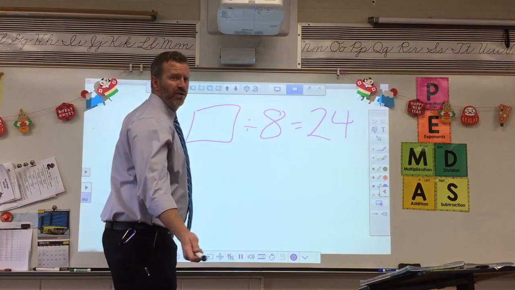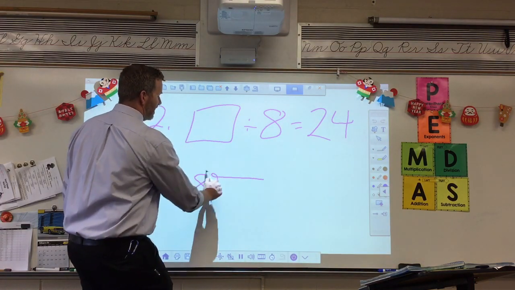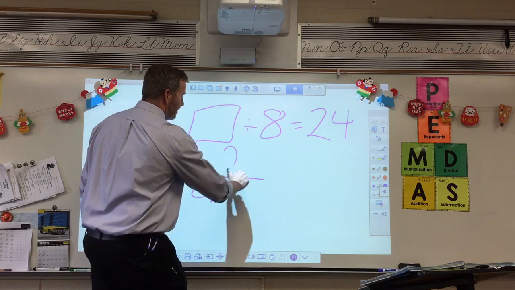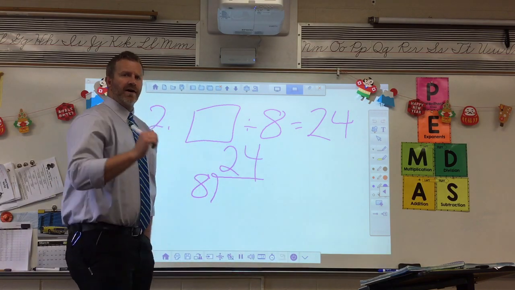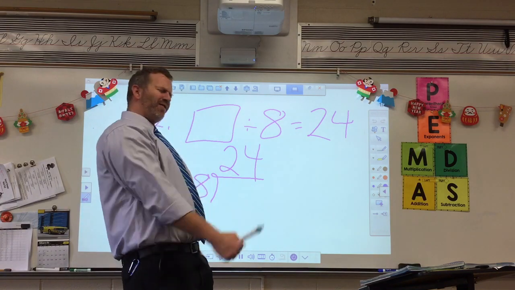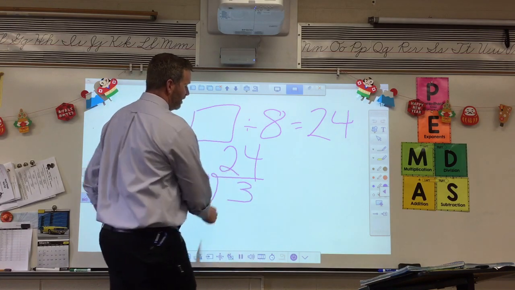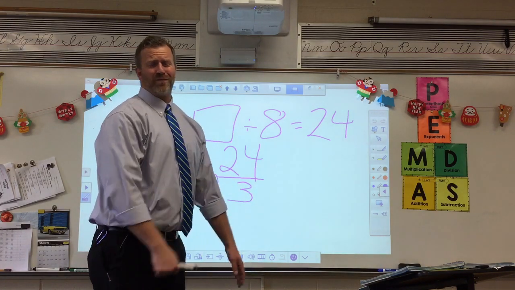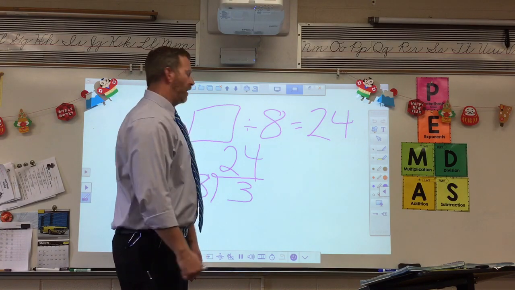Now be careful, because this is saying a number divided by 8, 8 will go into it 24 times. Now, I know you see 8, you see 24, you see a division sign, you think, yes, 24 divided by 8 is 3. No, watch what happens. If I plug a 3 in here, does 8 go into 3 24 times? No, it doesn't. All right, cool.